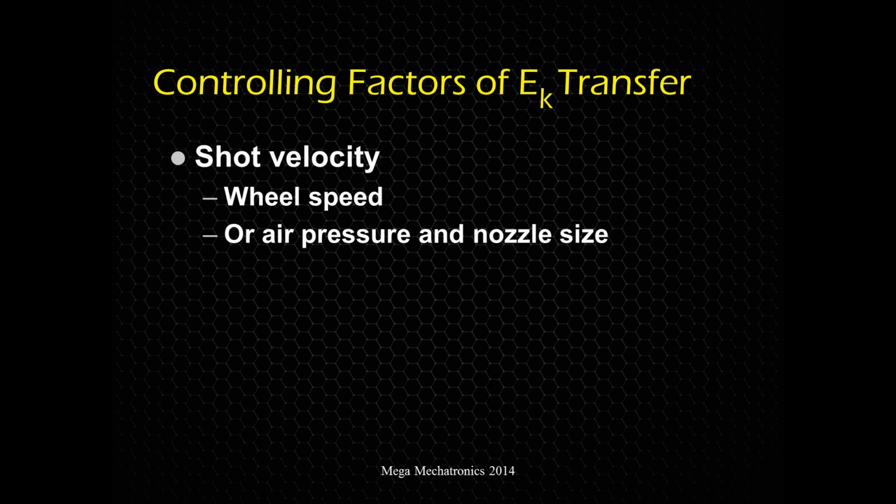So the factors controlling kinetic energy with shot peening, and the shot peening process is not shot blasting, start with the shot velocity. Again, 1/2 mass times velocity squared. This is the velocity portion. That could be the speed of the wheel with the wheel systems, or air pressure with the air and nozzle systems, and the nozzle size. You can imagine a smaller nozzle will be accelerating the shot at a faster velocity than a larger nozzle. Next, the impact angle.